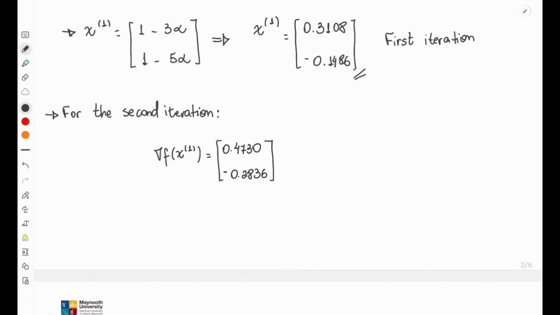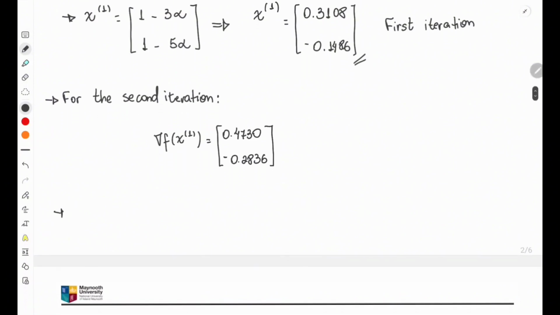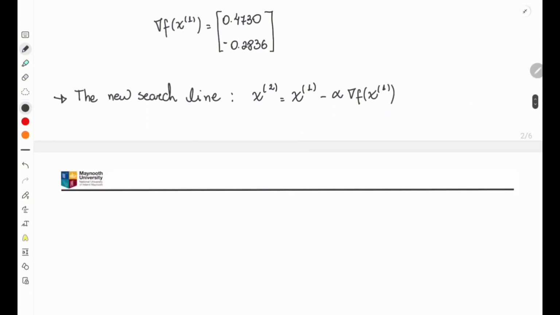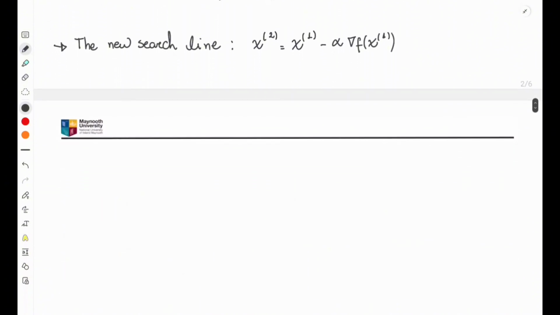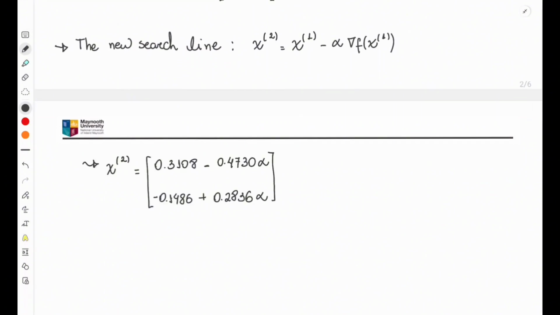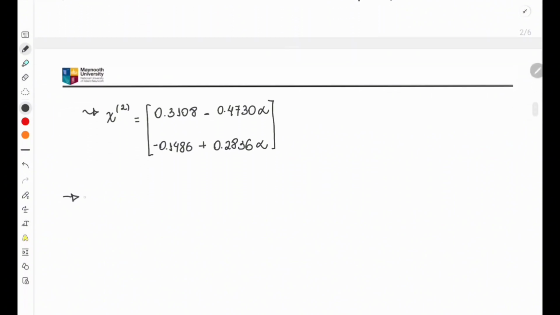So now we have a new value for the gradient when we are considering our starting point as the value for x from our first iteration. And now we need to do a new step where x2 is equal to x1 minus alpha times the gradient of f at x1. So we just need to replace all the values, and we got this new equation for the new x2 that depends on alpha.